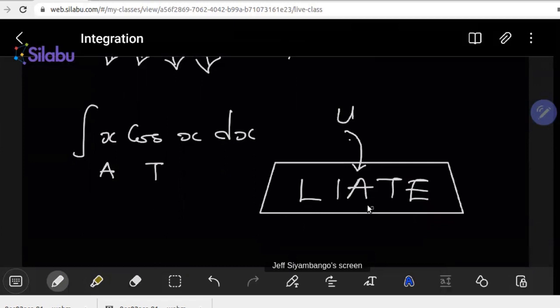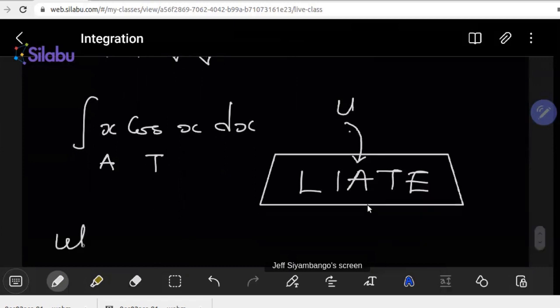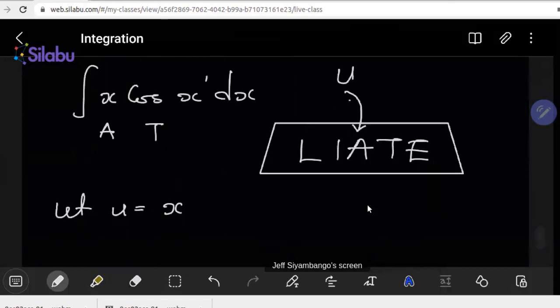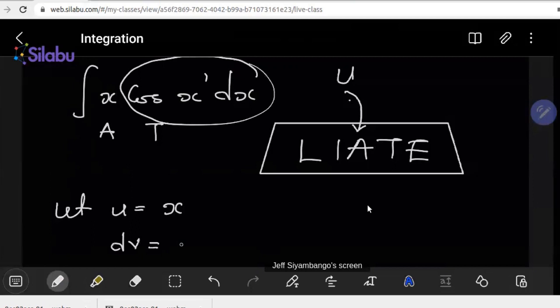So in this case, you'd say, let u be equal to the algebraic term. And then this implies that the rest of it has to be your dv. So dv has to be equal to cos x dx. So this is how you make these choices.